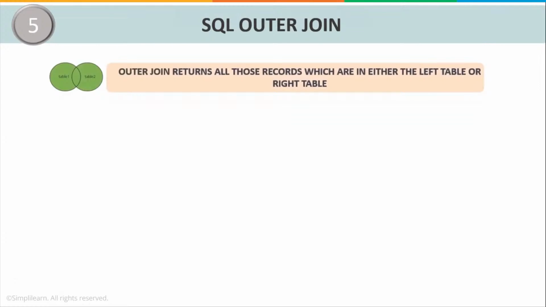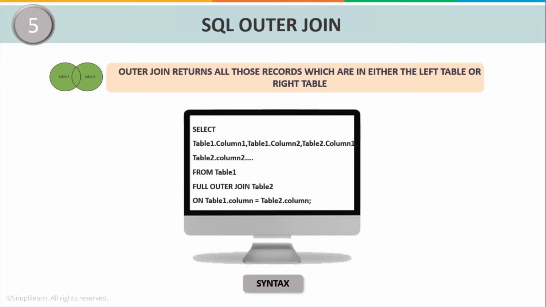SQL outer join, or else it is called SQL full join or full outer join, is used to get all the rows which are present in both the tables. That means it will return all the records which are present in either the left table, that is table 1, or the right table, that is table 2, even if there are no matching records present in both the tables.